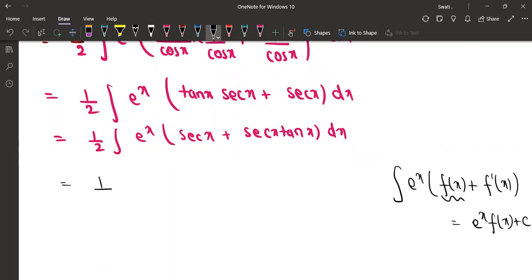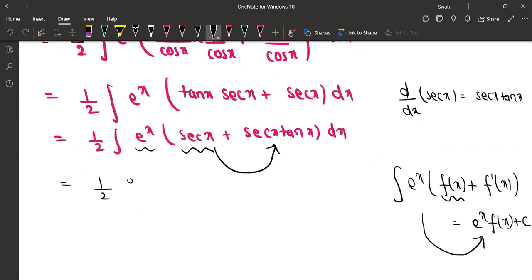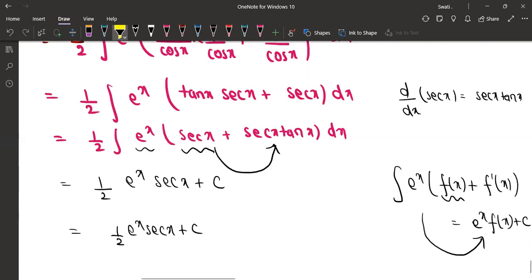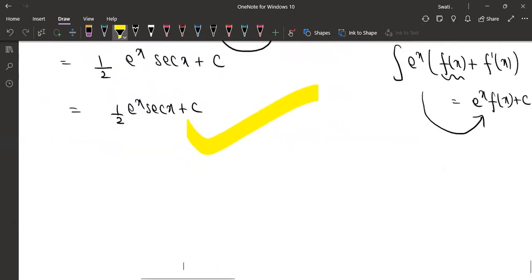So using that formula, you can notice that we are having e raised to x, the function f x, and the derivative of this function, because we know that the derivative of sec x is nothing but sec x tan x. So it is satisfying this formula, that means it will have this formula. So e raised to x into f x. What is f x? Sec x. So e raised to x sec x plus c. So therefore the final answer is half e raised to x sec x plus c. This is our answer. All right, this was our 9th question. Let's move to the 10th question.